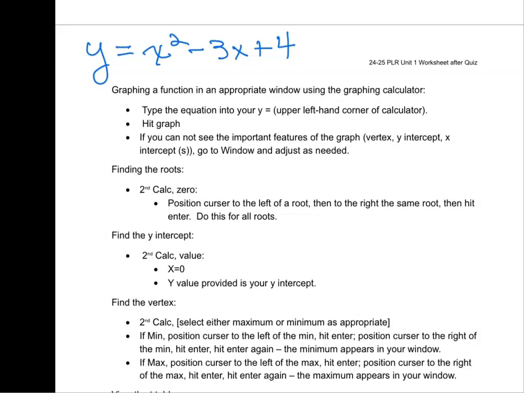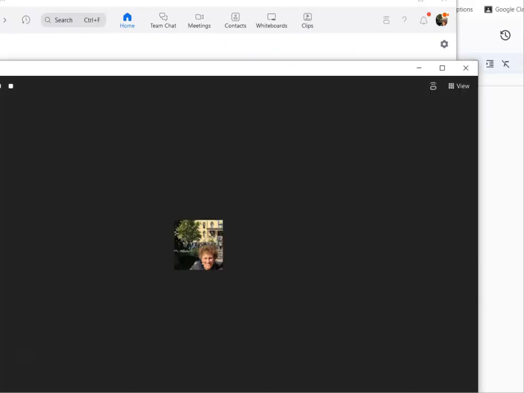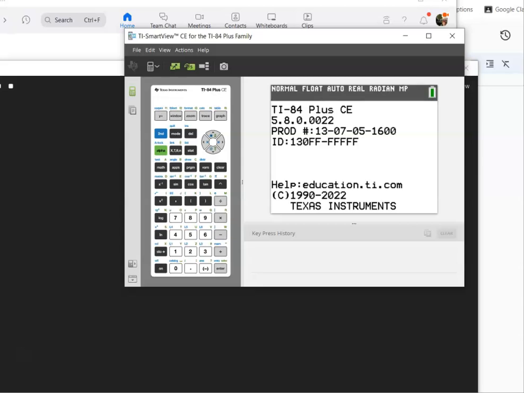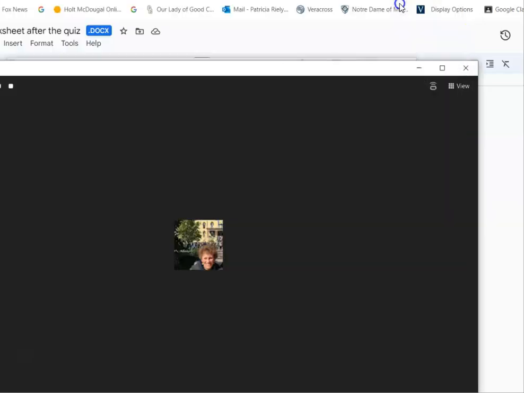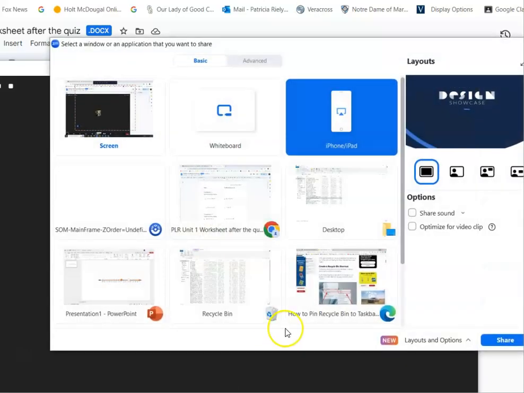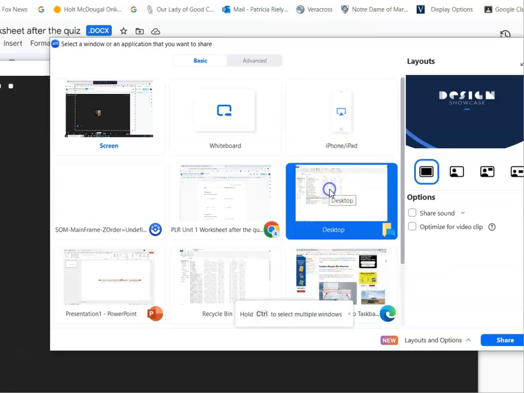Okay, next thing. I'm going to switch screens. So I'm going to stop sharing this screen, and I'm going to pull up the graphing calculator. Let me do that in just a sec. You should be getting your graphing calculator in the meantime. So I'm saying share screen. I want to share my desktop.